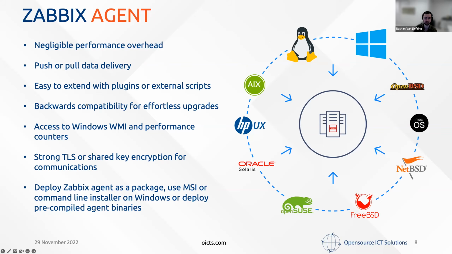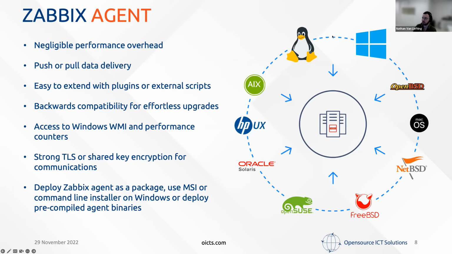It's backwards compatible. So if you're still running Zabbix Agent 2 and you have a new Zabbix 6 environment, no problem. You can still run that older agent. Of course, it's not supported anymore and you'll miss out on the new functionalities. But just in case you're upgrading, you don't have to upgrade all of those agents instantly as well.